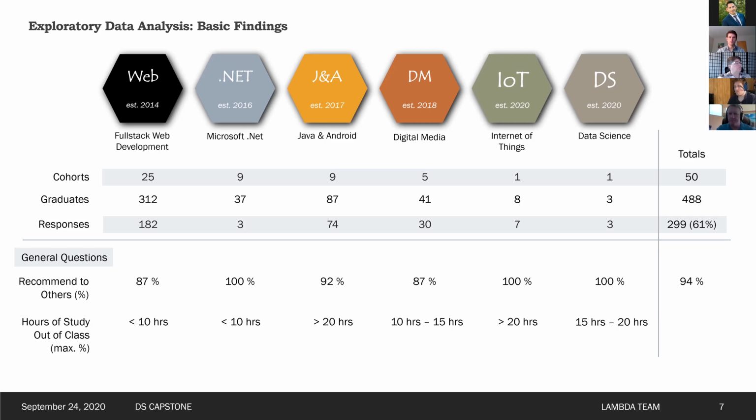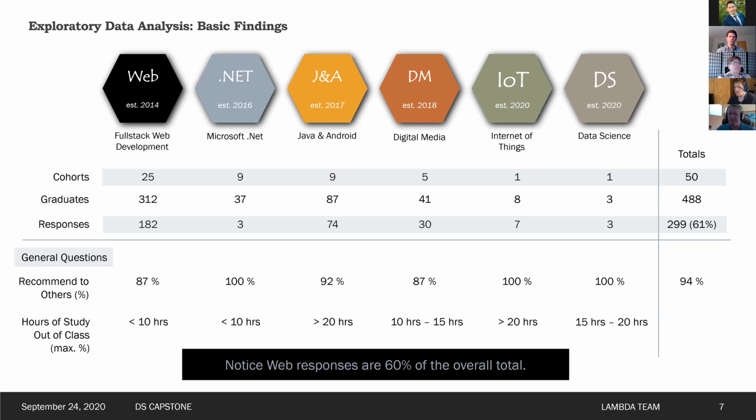The bottom half refers to questions posed in the survey which are significant with regards to student satisfaction and outcomes. An average of 94% of the students across all boot camps would recommend their boot camp to others, a statistic to be proud of for sure. And the last row shows how much time the student spends out of class per boot camp. Notice full stack responses are 60% of the overall total, which makes sense given it's the longest running boot camp. And the full stack responses heavily influence the outcomes we see throughout our analysis due to that majority.